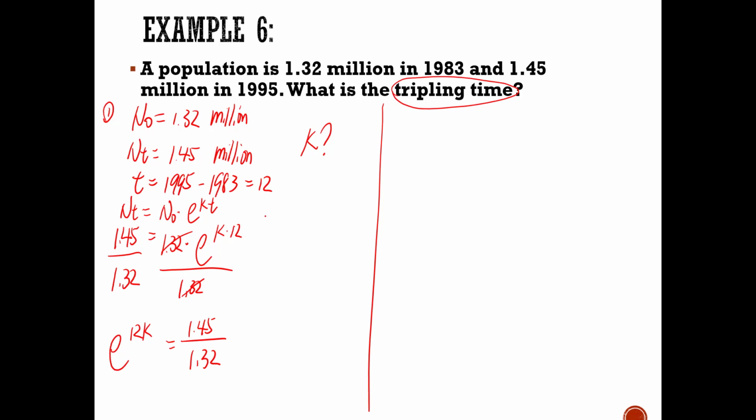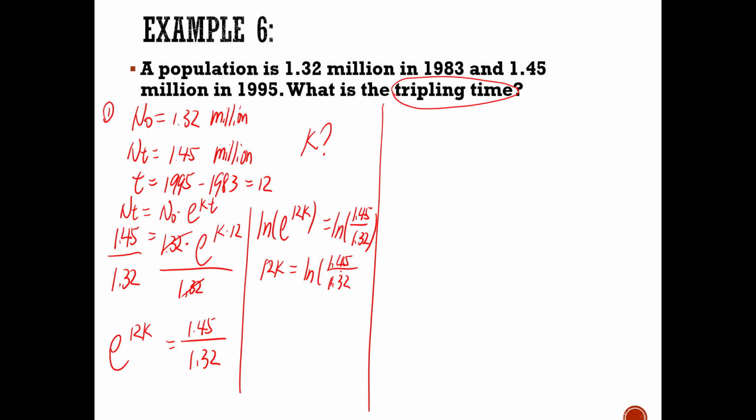Now similarly, we're taking the ln of both sides of the equation. Ln of e to the 12k is 12k, equal to ln of 1.45 over 1.32. Cancel that. Here we're dividing both sides by 12 to get k.